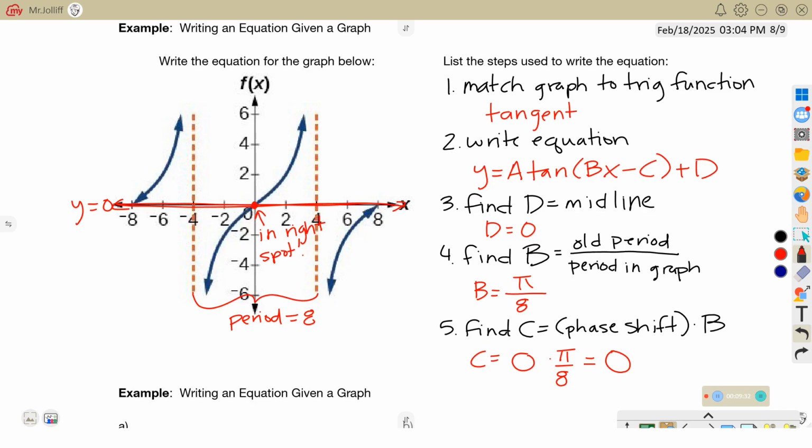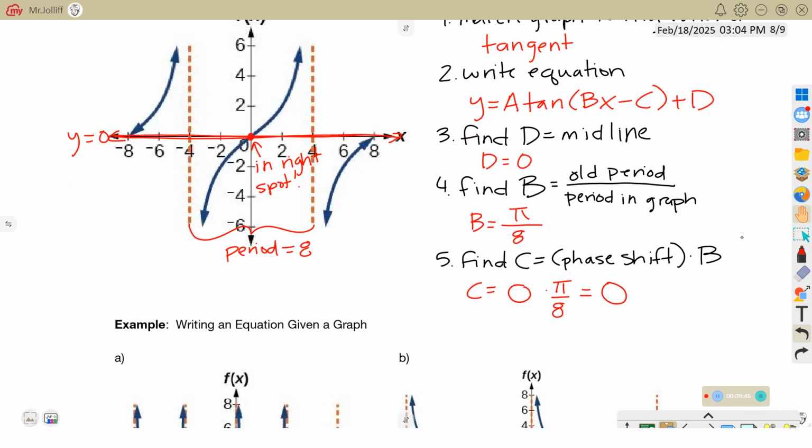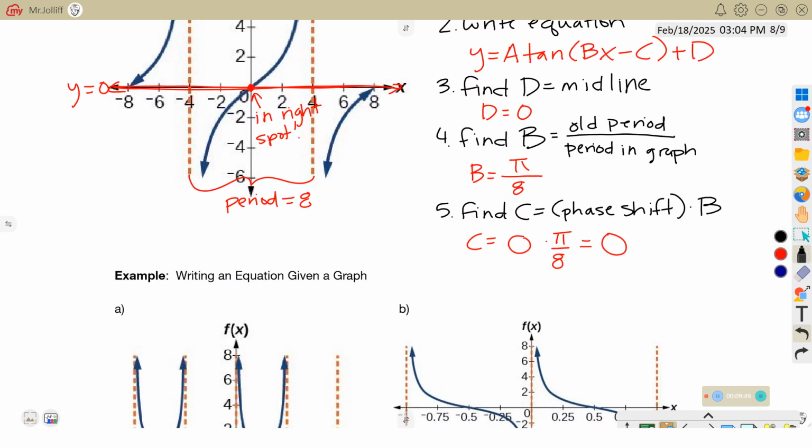And that's the vertical stretch. That's the A. It's easy to see whether he's been stretched sideways, because I can just look where the asymptotes are. The vertical stretch is harder. So to find the vertical stretch, we are going to pick a point on the curve to solve for A. We're going to have to do some algebra.